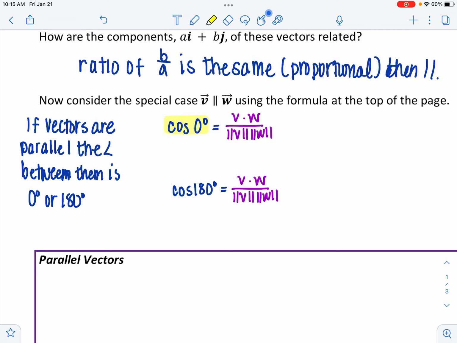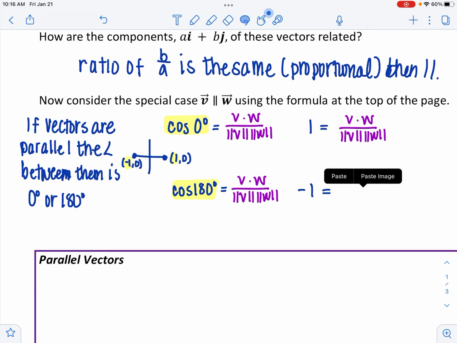Just like the perpendicular one, we can replace cosine of 0 degrees and cosine of 180 degrees. So let's think about what those are. Let's use our unit circles. 0 degrees is right here. 180 degrees is right here. 0 degrees is the ordered pair (1, 0). 180 is the ordered pair (-1, 0). So the cosine is 1 here and the cosine is negative 1 here. So if we get 1 equals this, or negative 1 equals this, then we know that the vectors are parallel.